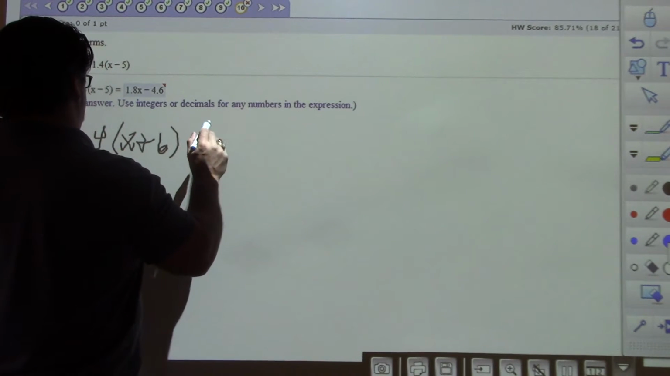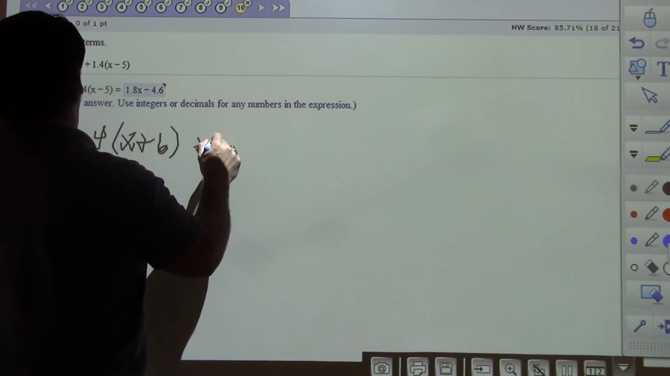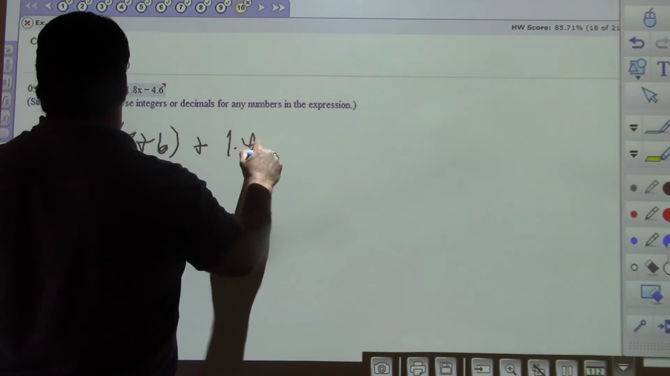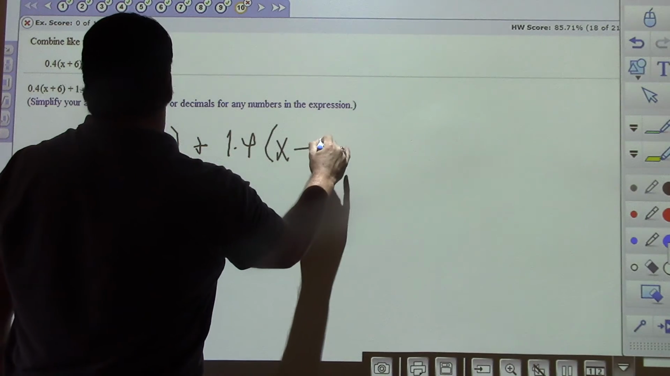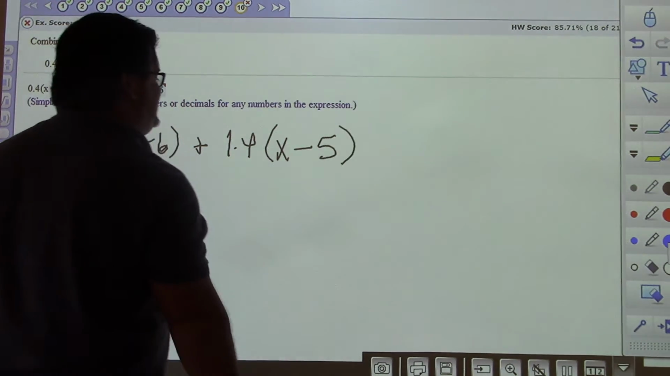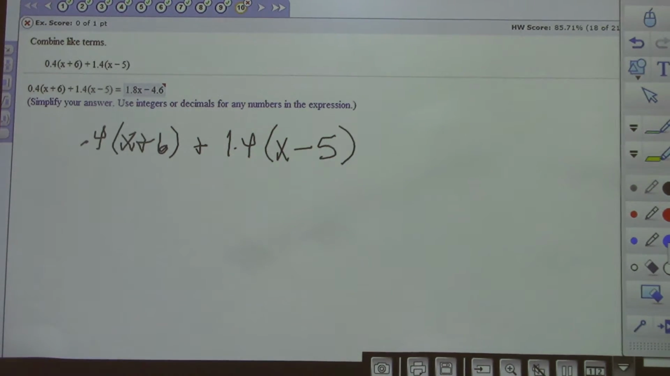All right, this one says 0.4 times x plus 6. And I don't know why this thing is writing like this. Now, first of all, does this have an equal sign? No, it doesn't. Right up here, look up here. There is no equal sign.